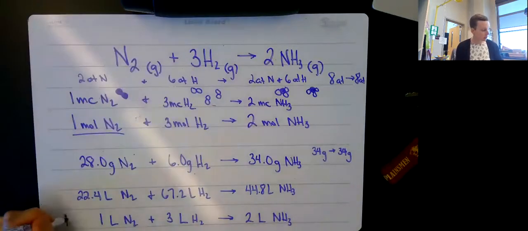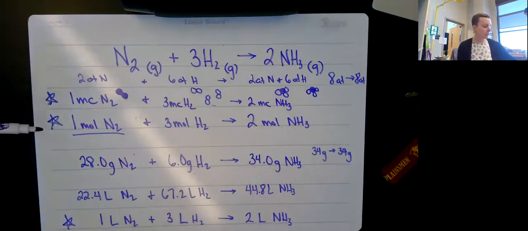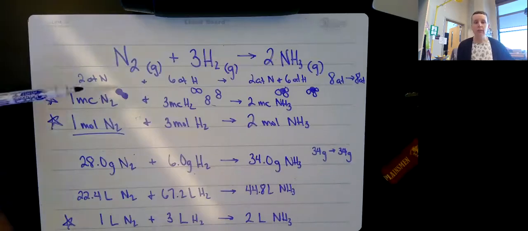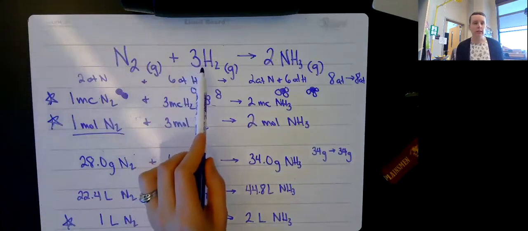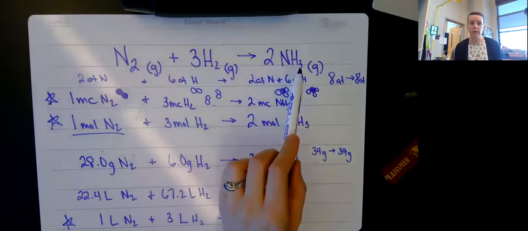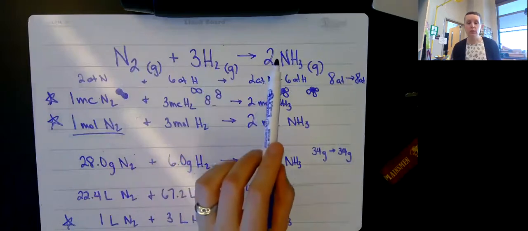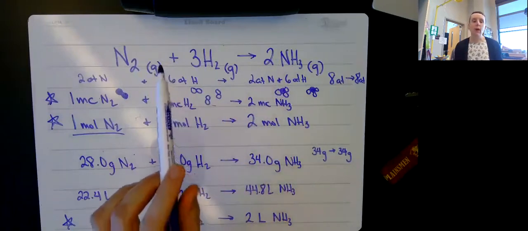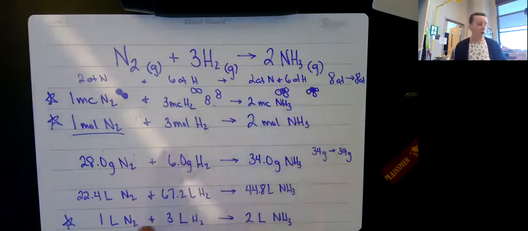So, star, star, star, okay? These 3 things are represented by the coefficients in your balanced chemical equation, okay? For every 1 liter of nitrogen, 3 liters of hydrogen will react and 2 liters of NH3 will be produced. For every 1 mole of nitrogen, 3 moles of hydrogen will react and 2 moles of NH3 will be produced. And for every 1 molecule of nitrogen, 3 molecules of hydrogen will react to produce 2 molecules of NH3. So all 3 of these things can be represented by those coefficients, and that's going to be important because it's going to help save us some time.